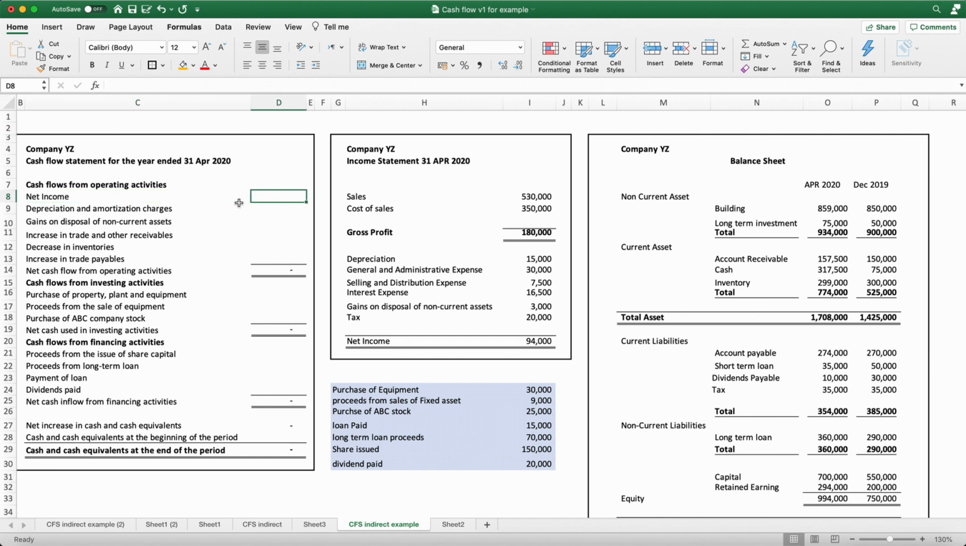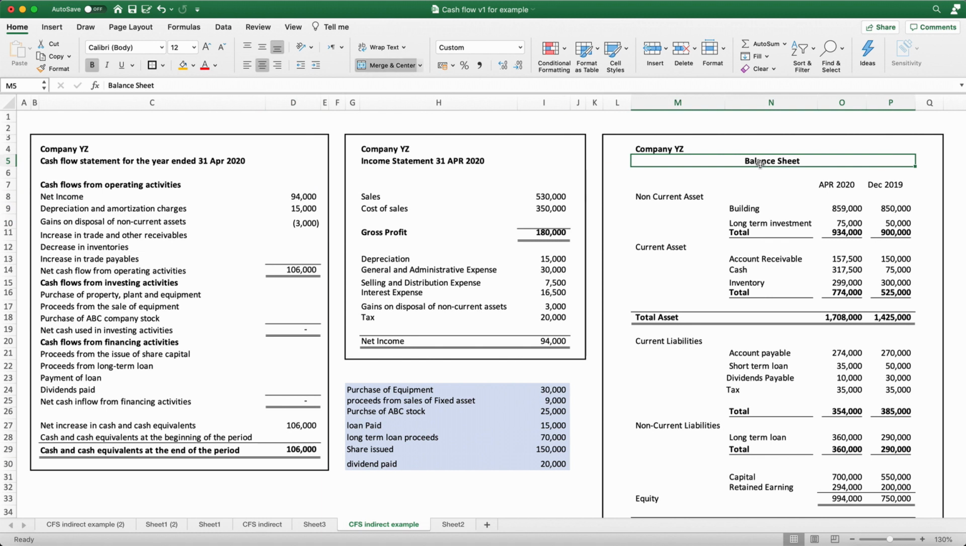So starting from net income, this is our net income here, 94,000, and then we'll start looking at the depreciation. So we have depreciation here. This will be added back, and then we'll look at whether we have a gain or loss on sales of assets. In our example, we have a gain, and a gain means that we need to pass a negative adjustment. By this, up to here, we have covered the income statement.